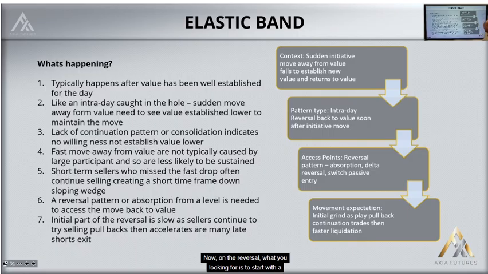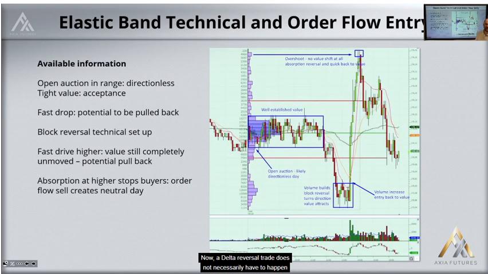Now, on the reversal, what you're looking for is to start with a kind of steady bounce. The reason for the steady bounce is that after the drop, people are going to sell into the bounce. And it's only once you pass a point where people give up on the passive selling that you then see the rip back up. I'm sure some of you are thinking, I've described something quite similar to this previously, and I have. The delta reversal trade is a great example of something like this. Now, a delta reversal trade does not necessarily have to happen with a caught in the hole. And I'll give you an example of one where it does.